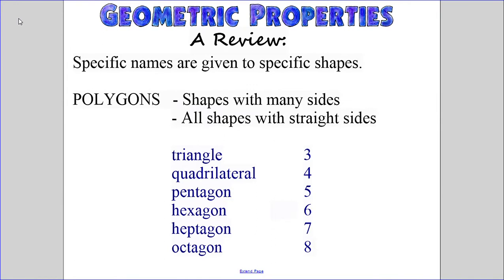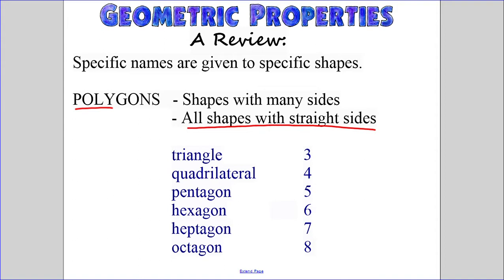Specific names are given to specific shapes, and when we talk about polygons, poly really is just a prefix that means many. So poly means many sides, and they are all shapes with straight sides. Circles, for our purposes, won't be included, same thing with half circles and that kind of stuff. We start off with triangles, which have 3 sides, quadrilaterals 4, and you can see the list as it moves downward.